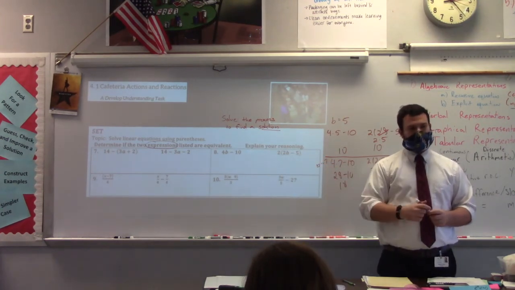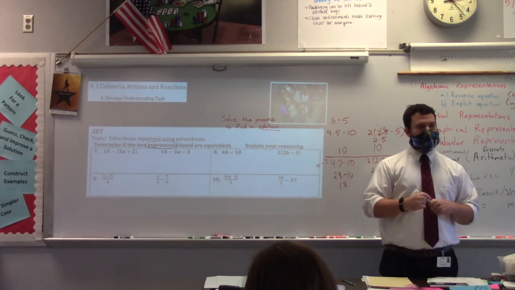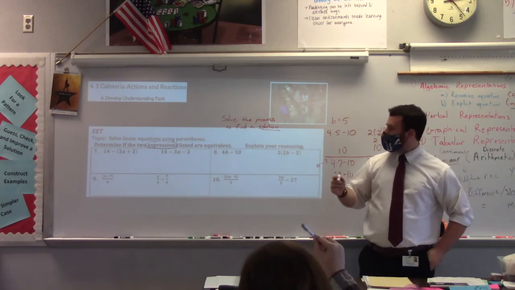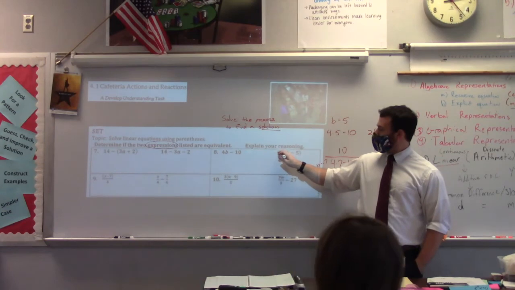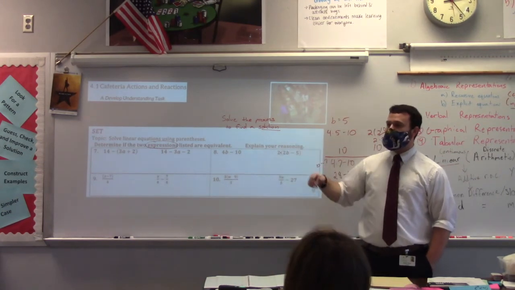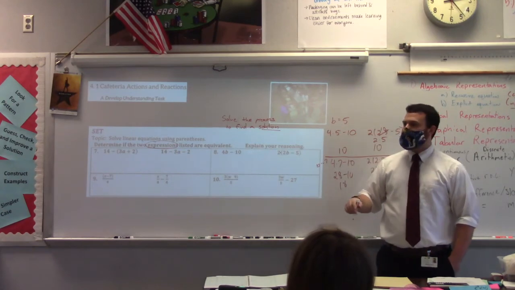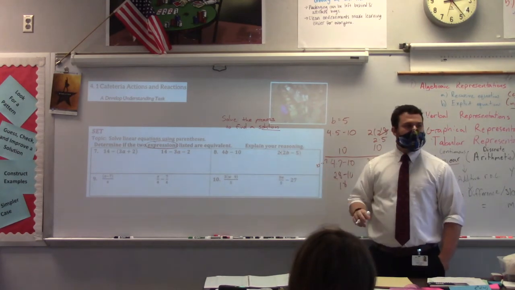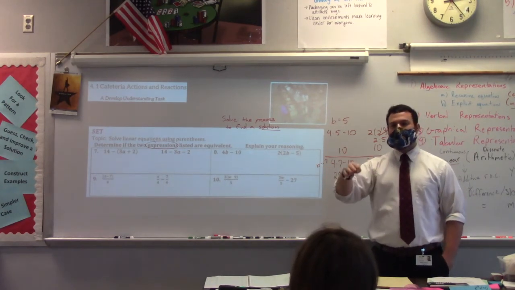Multiply 2 b. So you see how that 2 is outside the parentheses? I've got the 2 outside the parentheses, so what process can I follow here?